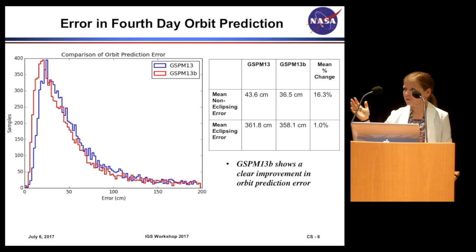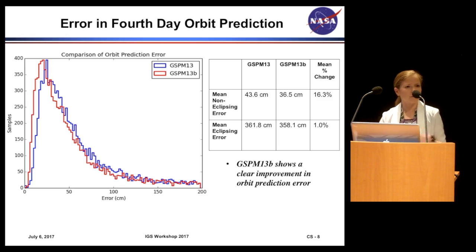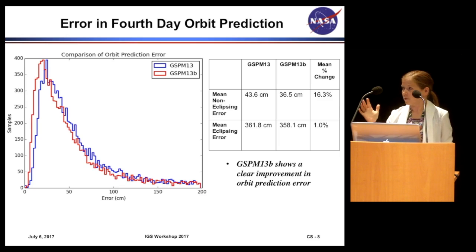And we're defining the eclipsing and non-eclipsing arcs with a beta angle of 14.75. And in the eclipsing error statistics, we're also ignoring very low beta angles, so basically with a magnitude less than 1.